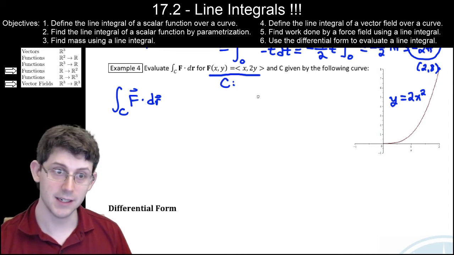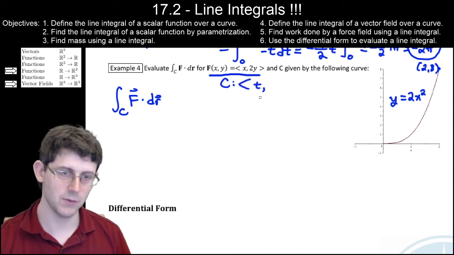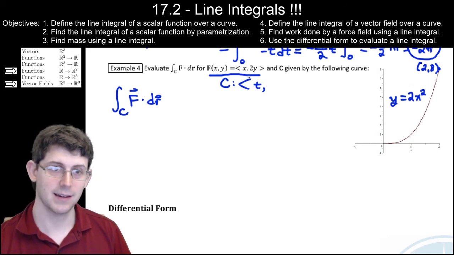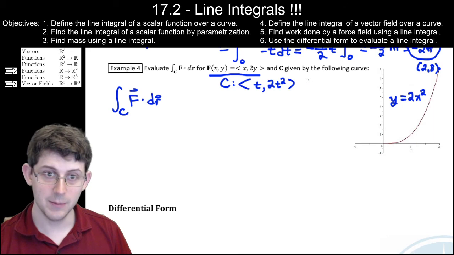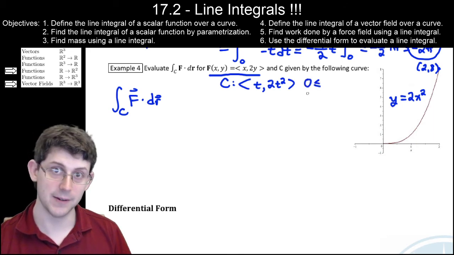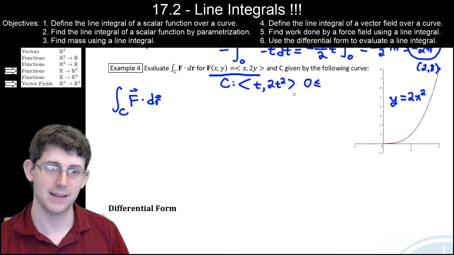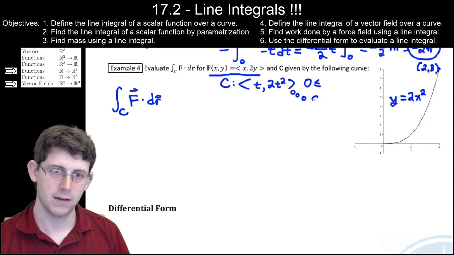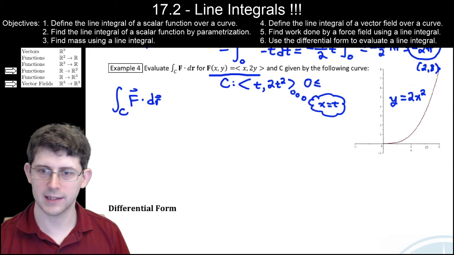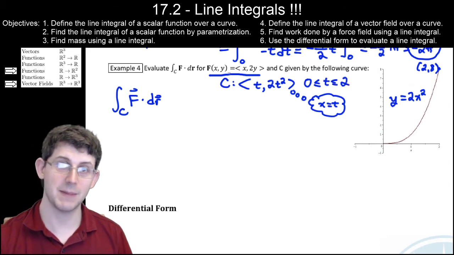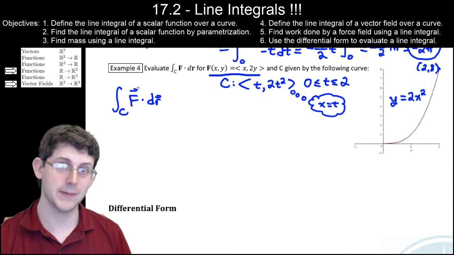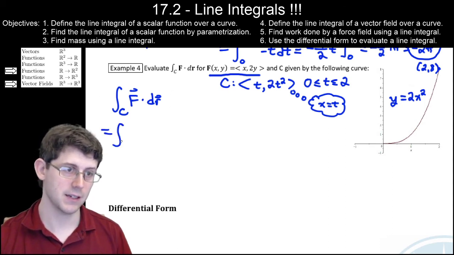This is a function, so the easiest parameterization will be to just let x equal t, and then y will be 2t squared. Then the t bounds are the same as the x bounds because I let x equal t. So x goes from 0 to 2. So I'll say that t goes from 0 to 2. This is my parameterization, and that's what lets me do the integral. So I'll have t bounds here, 0 to 2.